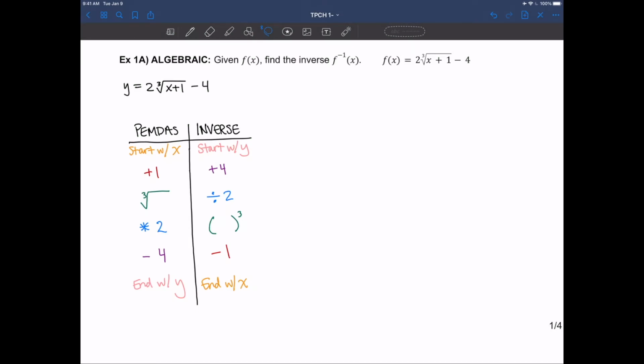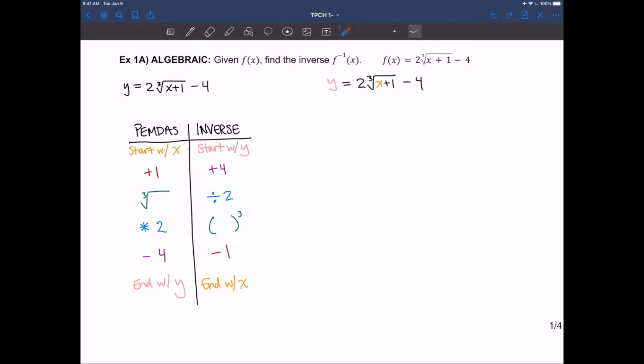This is the longer way of doing things, and if you prefer doing it this way, that's totally fine. Everything that is on this side is telling you what you need to do to both sides in order to get x by itself, right? So first we built this equation from x. Now I have to unbuild it so I get x by itself.